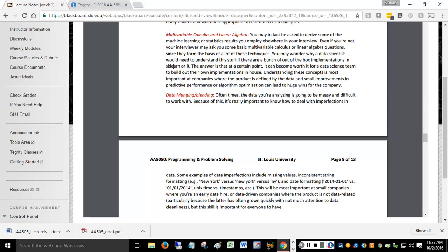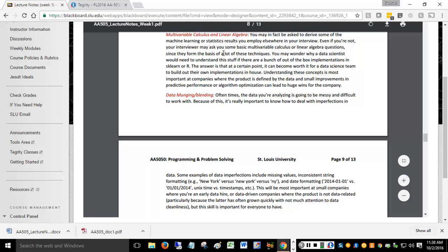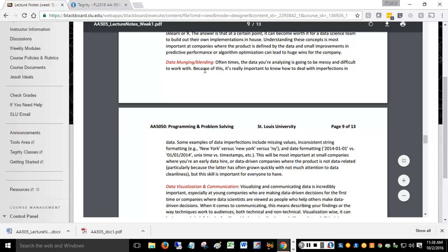You may in fact have to derive some of these particular algorithms yourself. And unless you have this background, it's going to be hard. You may wonder why a data scientist would need to understand this stuff, if there's a bunch of out-of-the-box implementations already out there. The answer is at a certain point, you might have to punt. You might have to come up with your own particular application.